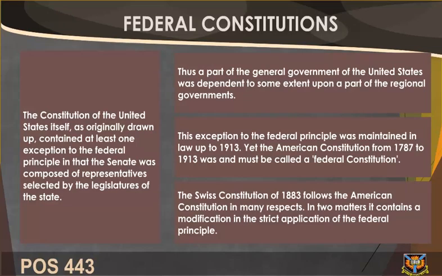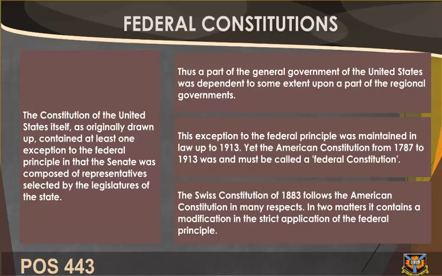Federal constitutions. The Constitution of the United States itself, as originally drawn up, contained at least one exception to the federal principle in that the Senate was composed of representatives selected by the legislatures of the states. Thus, a part of the general government of the United States was dependent to some extent upon a part of the regional governments. This exception to the federal principle was maintained in law up to 1913, yet the American Constitution from 1787 to 1913 was and must be called a federal constitution.